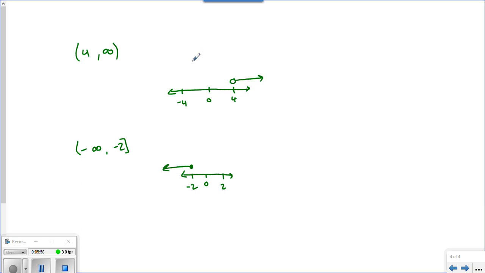And we can write inequalities to match these. So this would be x is greater than 4. And here we would have x is less than or equal to negative 2.